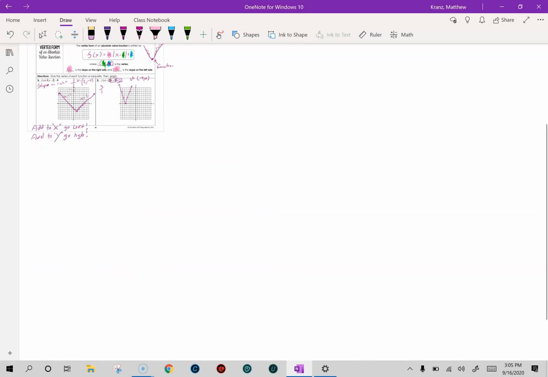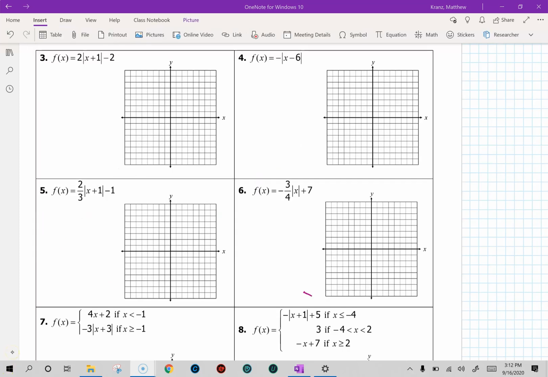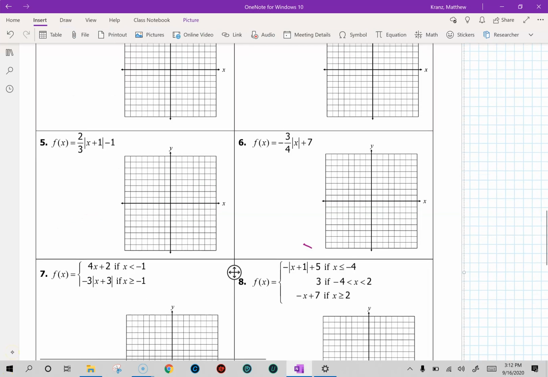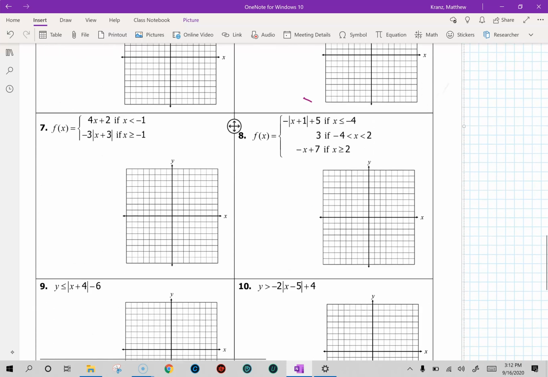In class, oh, we're missing the other page. Hold on a sec. Okay, I was able to find my second page of these notes. So I'd like you to go ahead and right now do 3 through 6 is what I'm going to ask you to do in class, and I'll come back to it later.